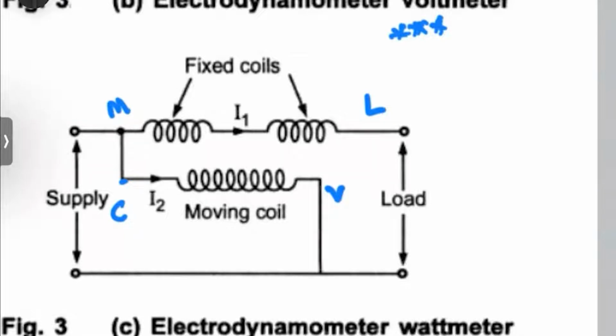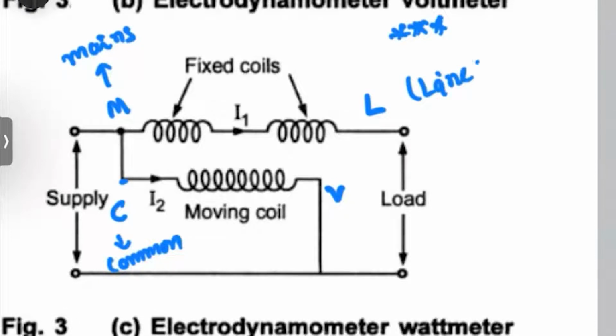What do they mean? M indicates mains. Mains means supply, where we are giving the main supply. C is common. L is line or load. Actually, in general, line is nothing but the load side. You can say line or load.